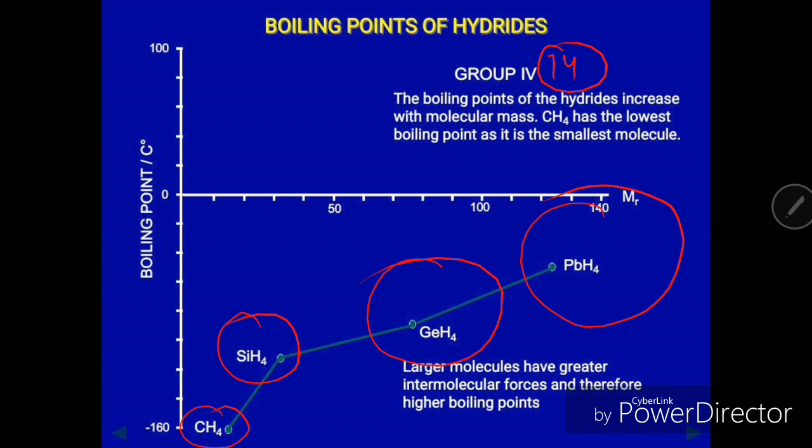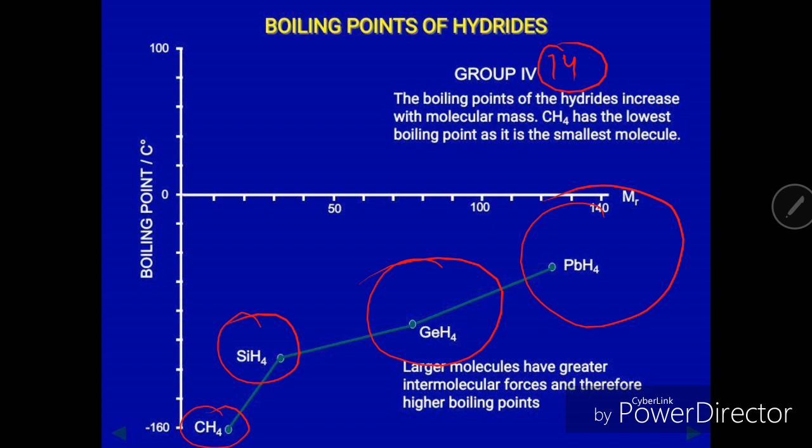How will you explain the order of boiling point? You will explain on the basis of intermolecular forces. What kind of intermolecular forces are found here? Methane molecules will interact together through dispersion force. Why? Because methane is a non-polar molecule. It is a tetrahedral molecule, and all C-H bond dipole moments neutralize each other because of regular geometry. So the methane molecule is non-polar. Similarly, SiH4, GeH4, PbH4 are all non-polar molecules.